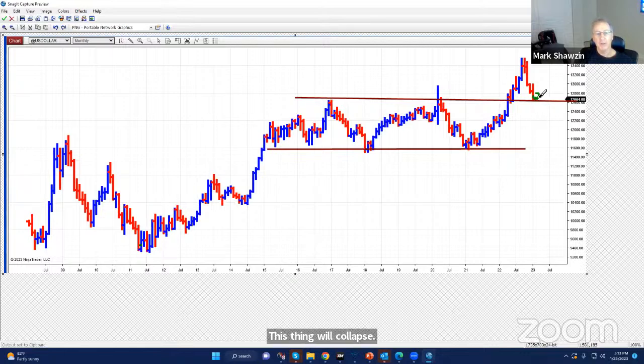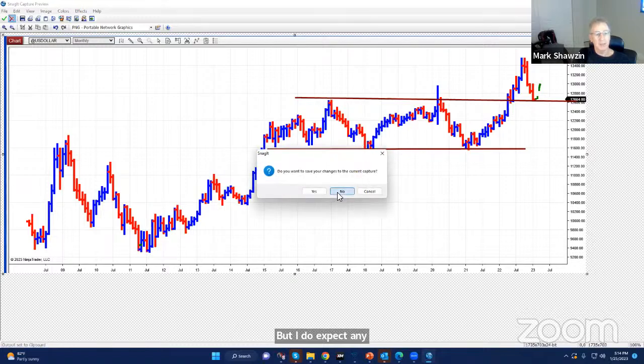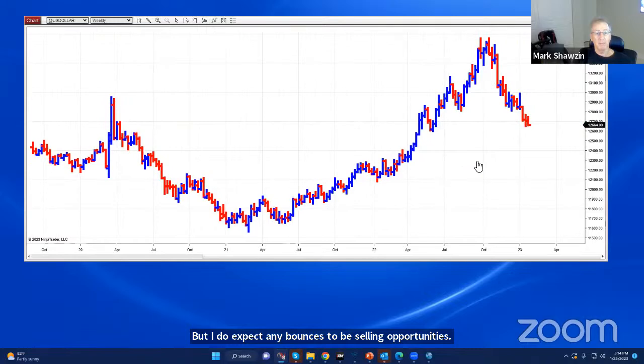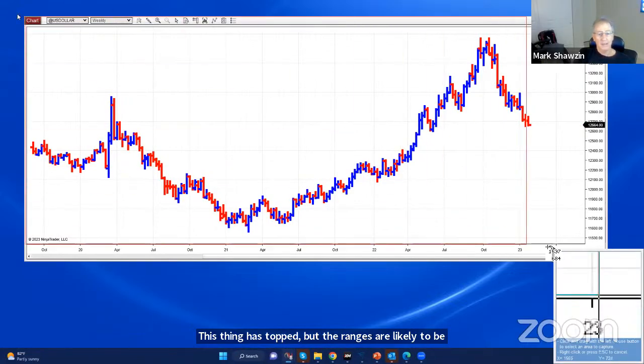But now we're trading around this tricky area. So even though I'm very bearish on the dollar, you have to be aware of where the levels are and where support is likely to come in. So maybe being short dollar Canadian right here is not so good. But I do expect any bounces to be selling opportunities. This thing has topped, but the ranges are likely to be pretty robust.